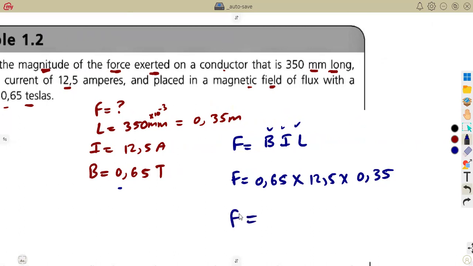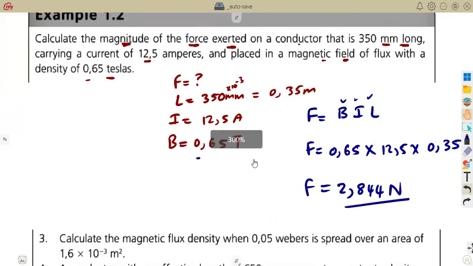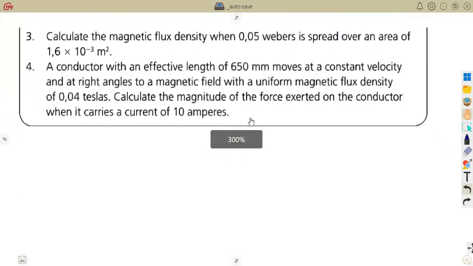So you're going to obtain the force. I want you to multiply this properly. You're going to obtain 2.8375 and so on, which is simply 2.844 to 3 decimal places. That's our force. Remember, force is measured in newtons. So that is how the question was supposed to be done. We're done.